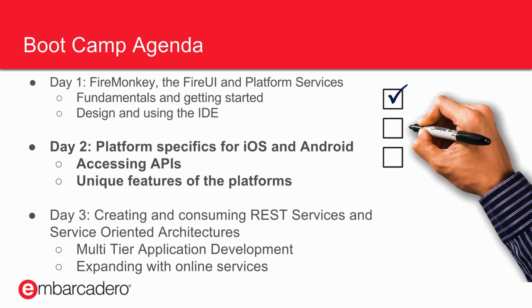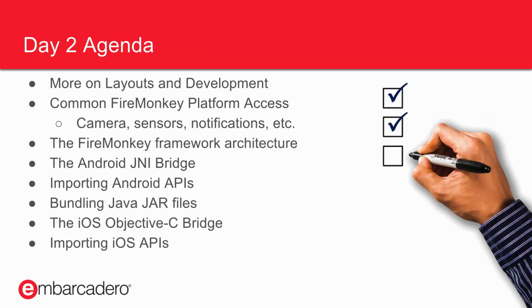Yesterday we talked about FireMonkey, the Fire UI, and platform services. Tomorrow we're talking about creating and consuming REST services and service-oriented architectures. Today we're talking about platform specifics for iOS and Android. Based on some of the feedback I got yesterday, I actually added this first section on layouts and development in general, just because there was some confusion around that. But I'm still going to cover the rest of the stuff, which is going to start.